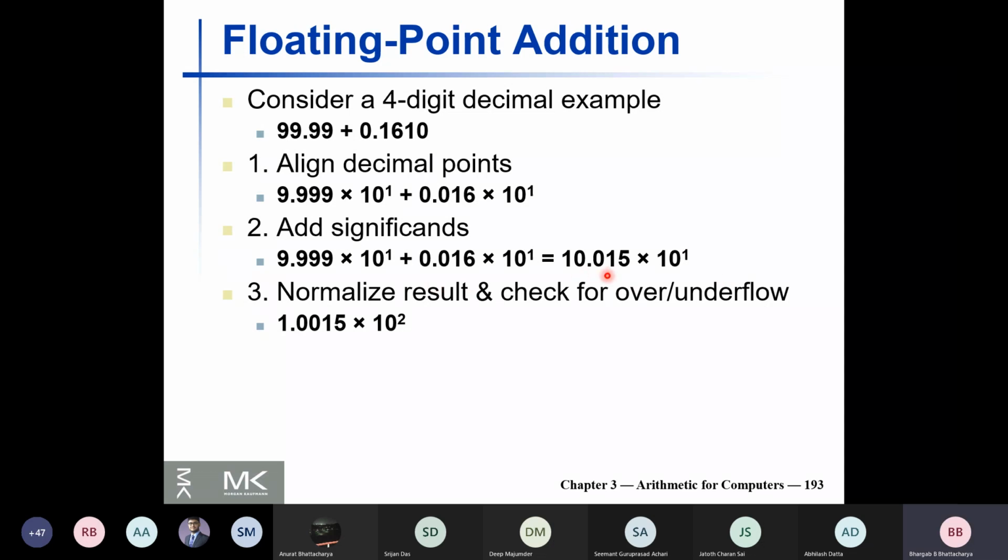So for example, if I normalize this, I put this here. I move this decimal point here and increase this exponent value. So it becomes 10 to the power 2, right? So as you can see, when you do normalization by shifting this decimal point, the value of the exponent here changes.